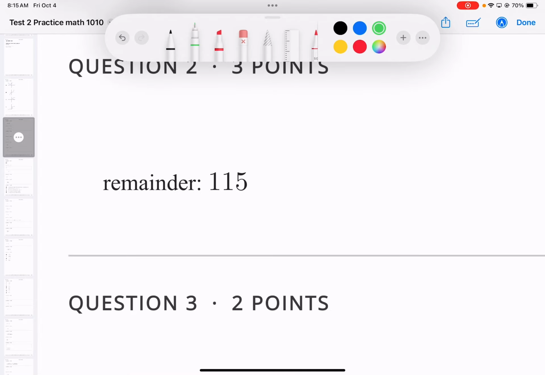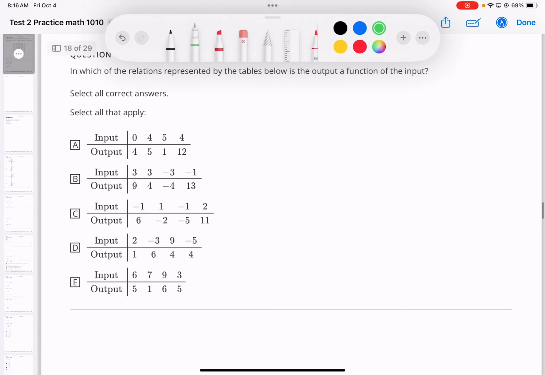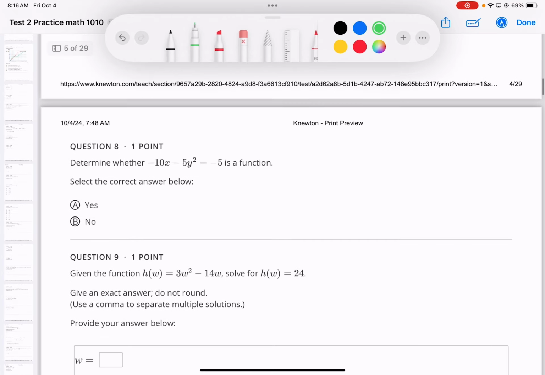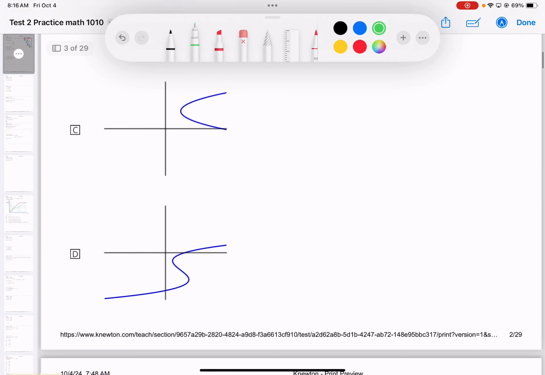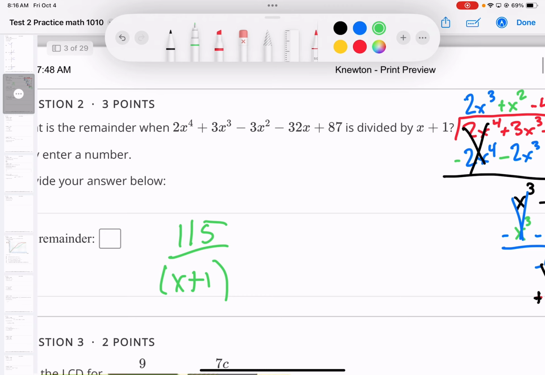So when do you put it over x plus 1, when it's asking for the whole answer? I think so. Yeah, I think if it's asking for the whole answer, then that is a term. It's 115 over x plus 1, but the remainder is just 115. So if it just says solve, you would put the 115 over x plus 1. Okay. So I think there's an easier way to find just the remainder, and I'd have to play with the calculator.